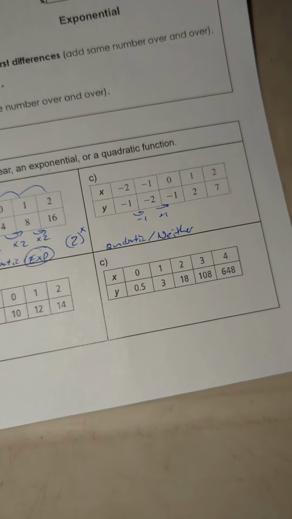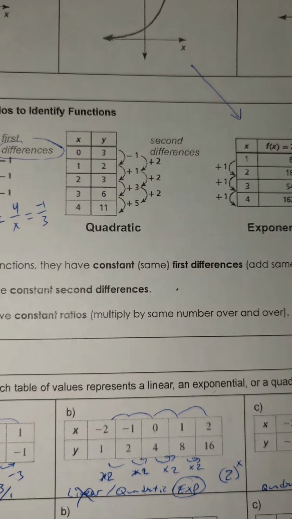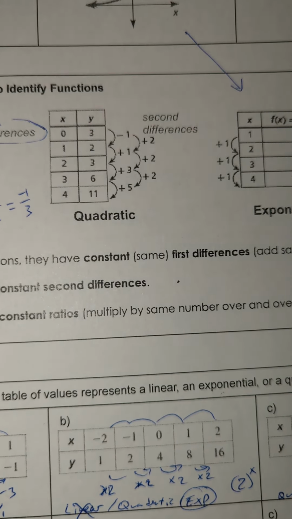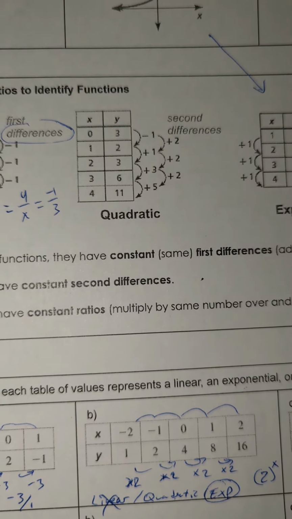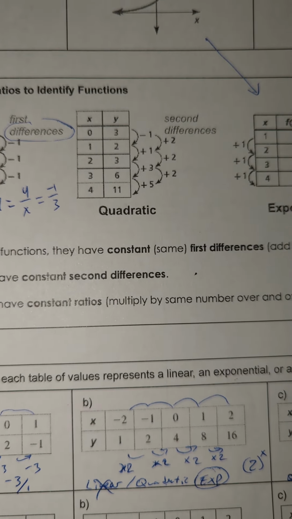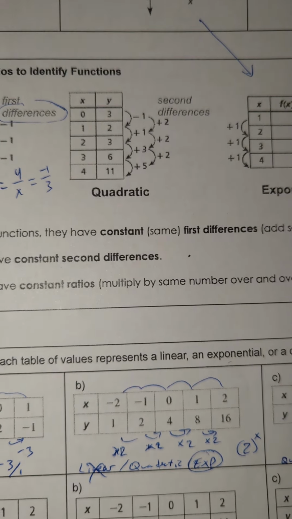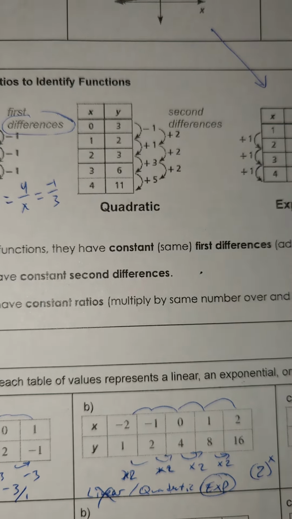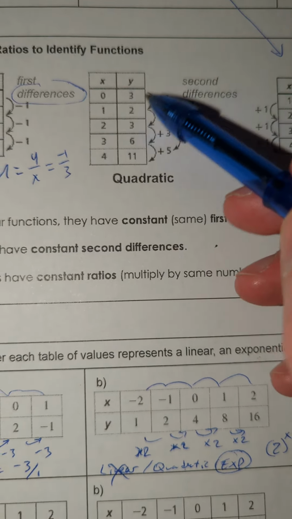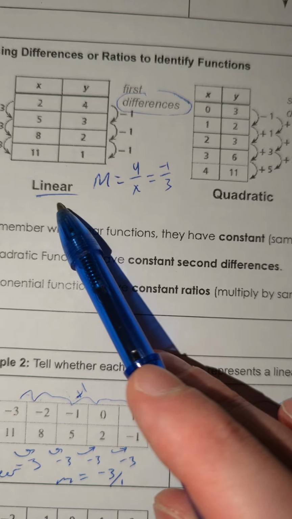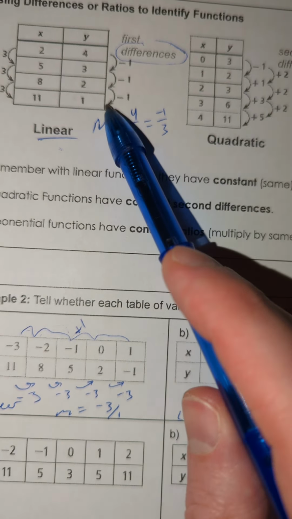Let's look at what quadratic would look like. Quadratic is called second difference. Now it's not a very straightforward concept, but hopefully it's clear once I explain it. So first of all, my x's are changing constantly, plus 1s. And then I look to see, could it be linear? Well, if it were linear, there would be a common difference between my y's.